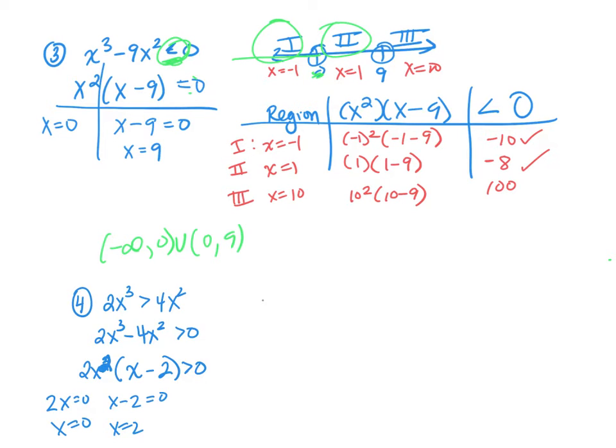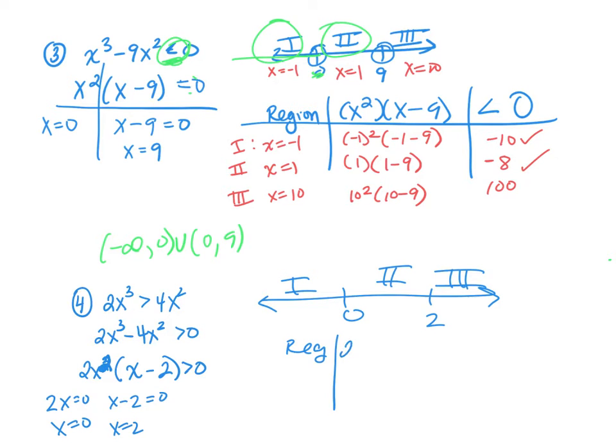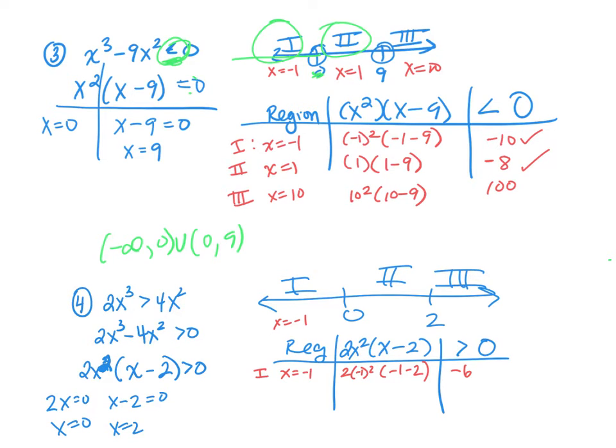And then we draw our number line and find our regions. 3 regions. And we write our table. And now we want our answers to be greater than 0. So for region 1, let's pick x is equal to -1. So that'll be 2 times -1 squared, -1 minus 2. That'll be 2 times -3, -6. That's not greater than 0.